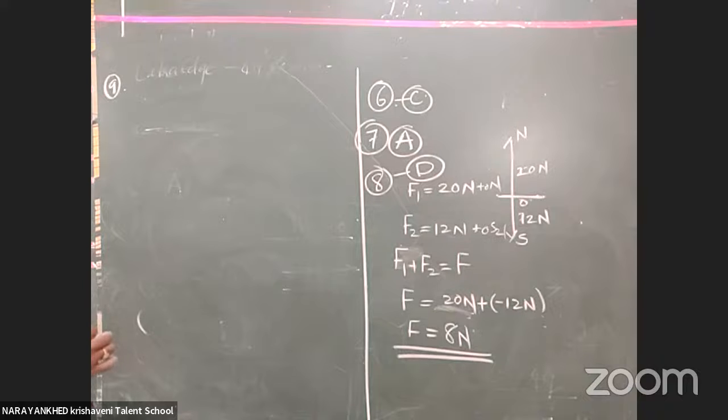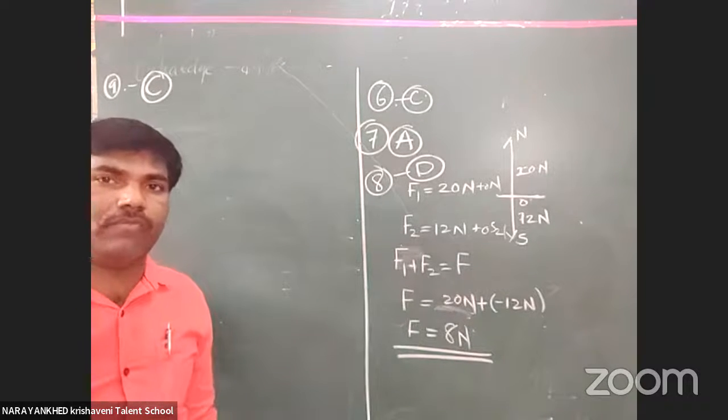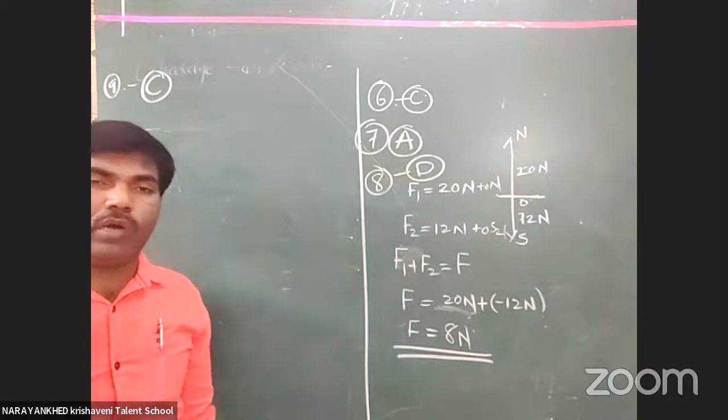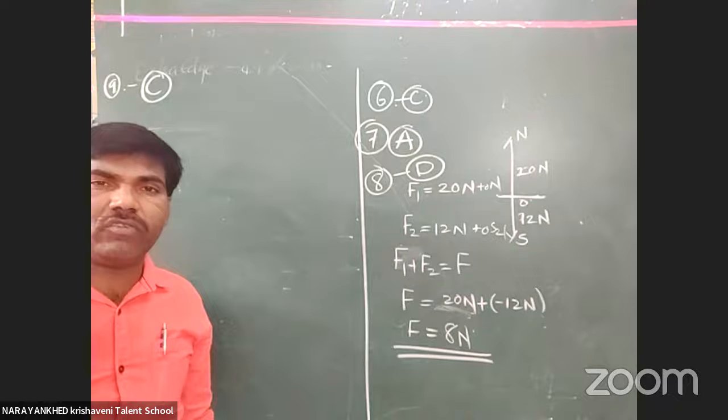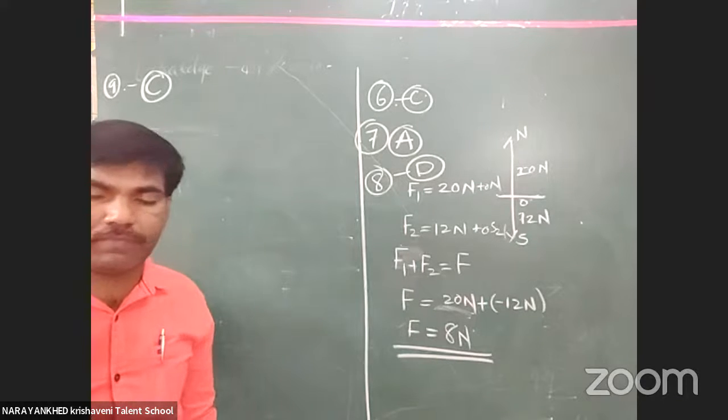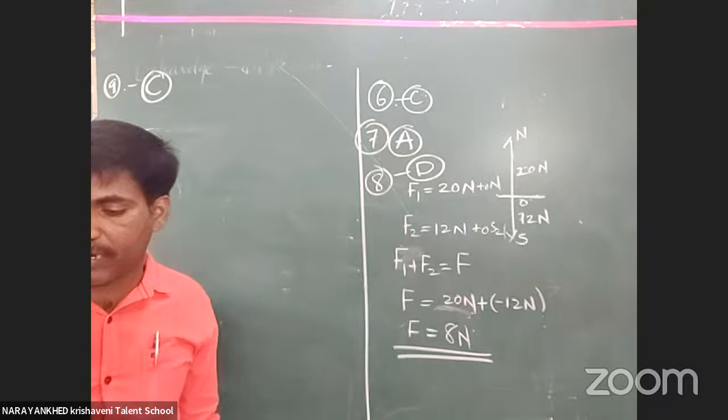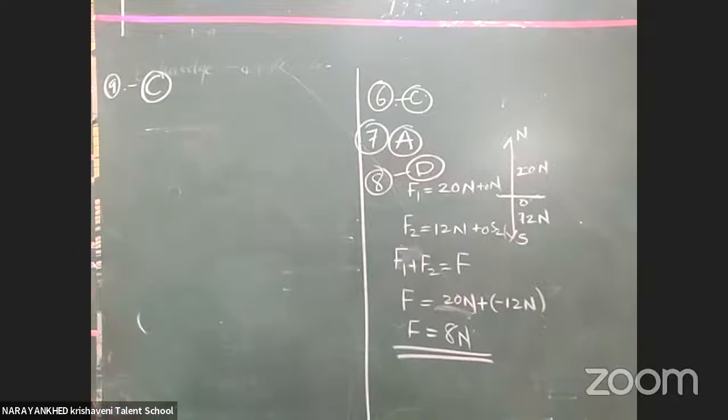Value is a scalar quantity. Okay, clear for all the students? It is a scalar quantity. Why? Because no direction is required to specify the value. Whatever direction you are taking, it should be the same only. The value does not depend on the direction. Got it? Next, the 10th one.